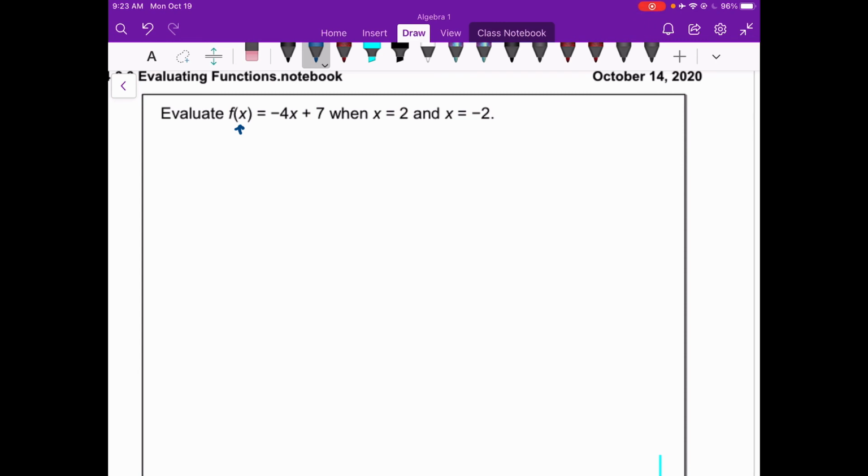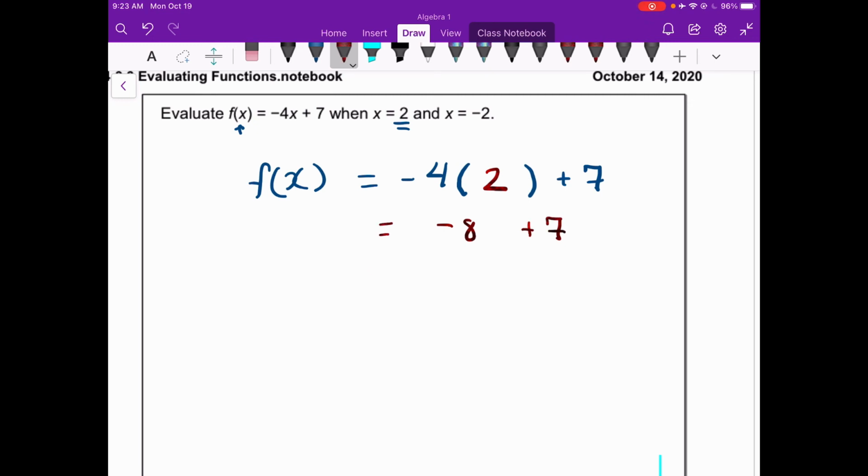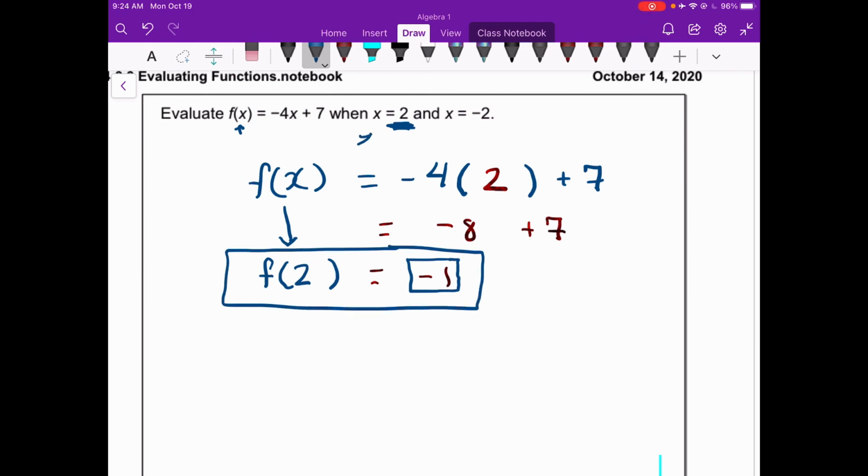So you want to write down the function notation, and you want to evaluate where x equals 2. So what I'm going to do is plug this 2 in to my function. So -4 times 2 is -8 plus 7, which is equal to -1. When you write your final answer, it's okay if you want to leave it here, but just get used to the notation. Instead of f of x, put the number that you evaluated for, so f of 2 is equal to -1. That's your final answer for evaluating when x equals 2.